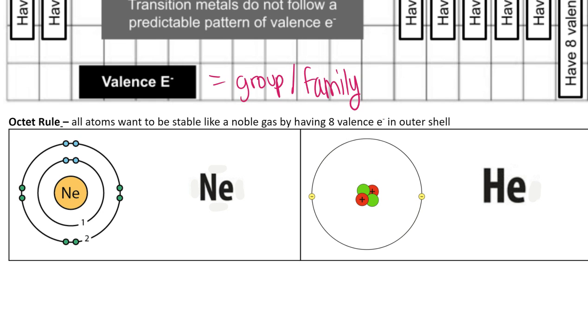Okay? For me, my dream is to have a couple $1 million in the bank. For an atom, their dream is to have 8 valence electrons in their outer shell. That makes them really, really stable. That's what they want to be.